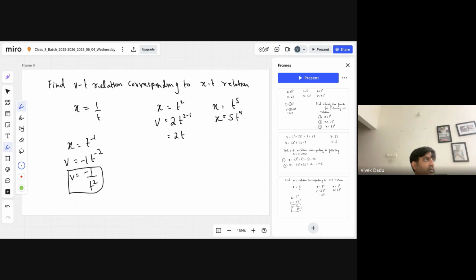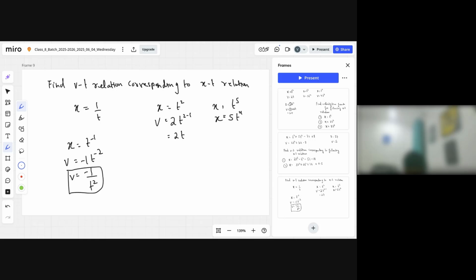What, Rashmik? Oh God, he's making me realize that there is a 7th grader sitting between 8th graders. So what did I say? I hope everyone else knows how 1 upon t is t power minus 1. Yes, Ashwin.